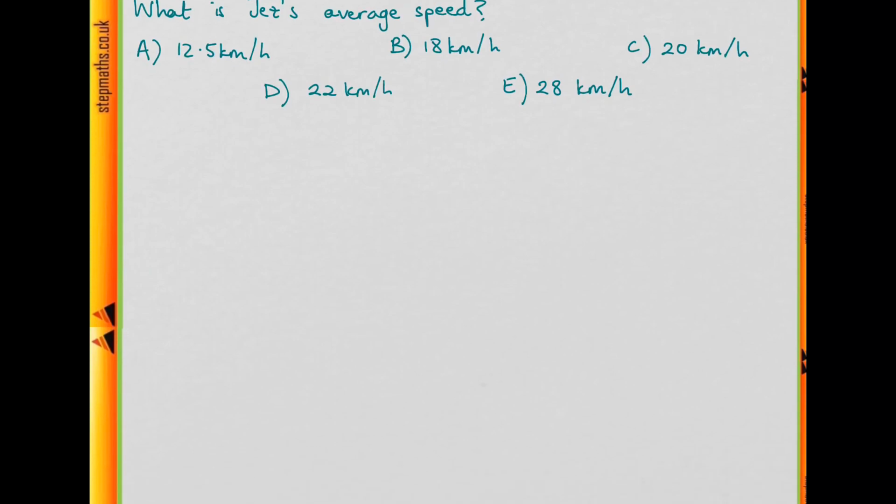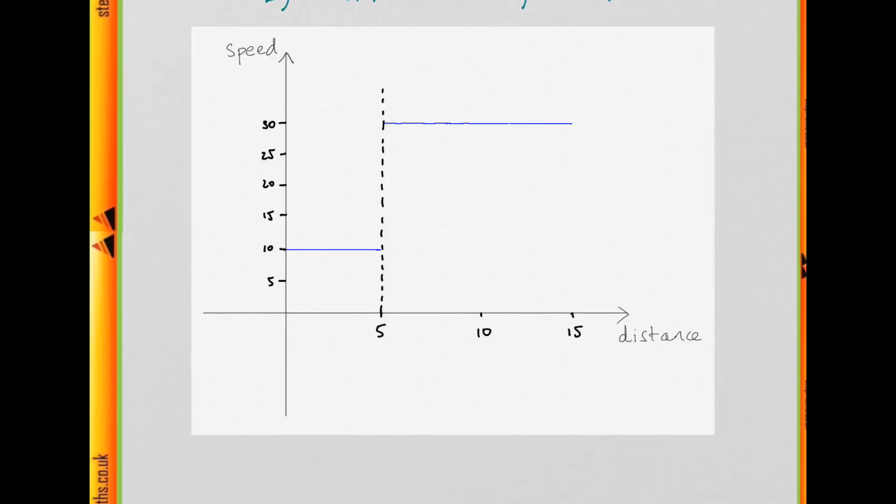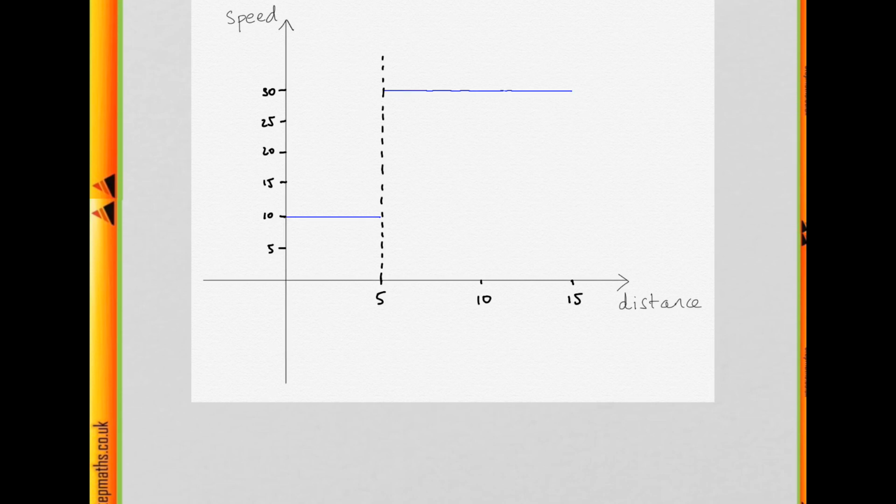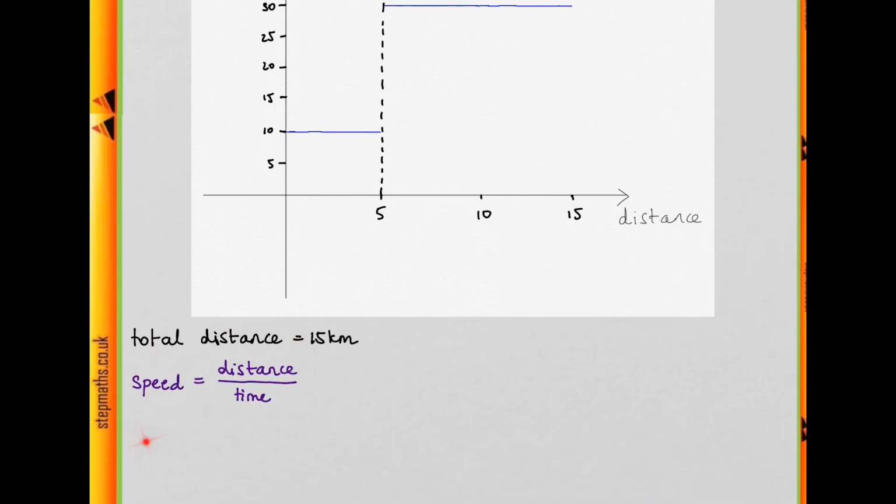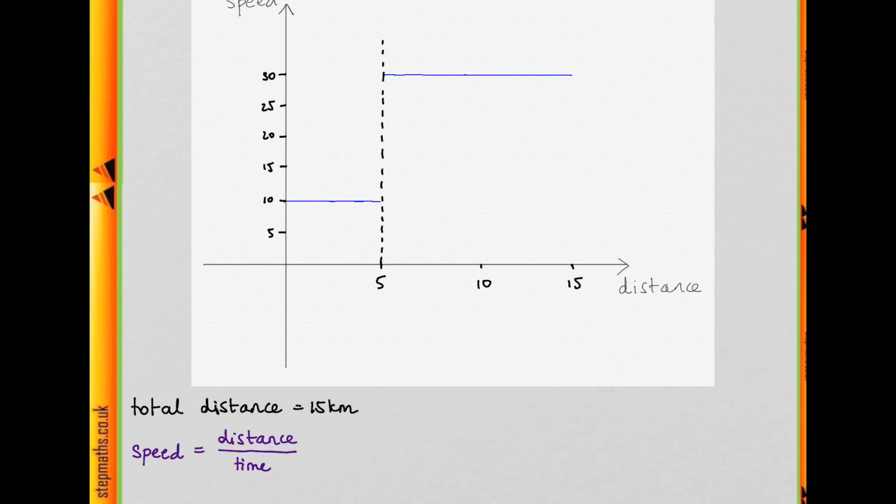Okay, so we can look at this information in a speed distance diagram like this. So first of all, we can see that the total distance he travelled is 15 kilometres. And remember that speed is equal to distance divided by time, right? So if we know the total distance, then if we can find out the total time he spent making his journey, we can work out using this the average speed over the entire journey.